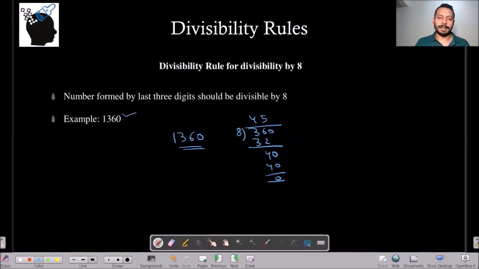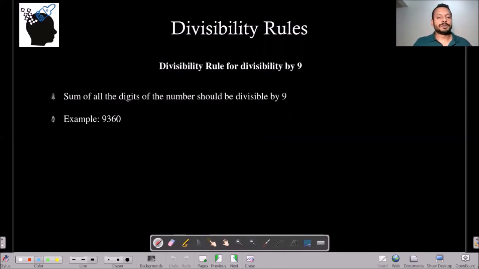Let's try divisibility by 9 now. Divisibility by 9 means the sum of all the digits of the number should be divisible by 9. Let's take 9360 as the number. We need to find the sum of all the digits, which is 9 plus 3 plus 6 plus 0, which is nothing but 9 plus 3 is 12, 12 plus 6 is 18, 18 plus 0 is 18. And we know that 18 is divisible by 9. That means 9360 is also divisible by 9.